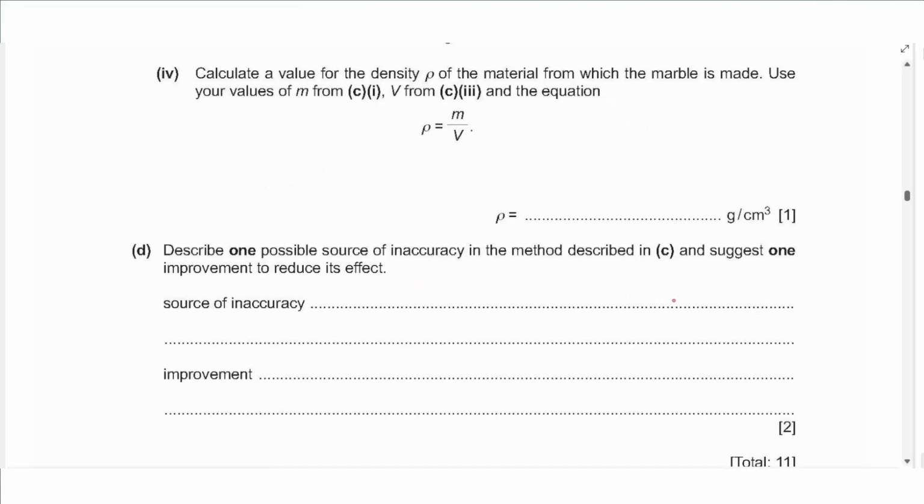Next question says calculate a value for the density of the material from which the marble is made. Use your values of M and V from the previous questions and use the equation density equals mass over volume. So the mass we got for one marble was 6.7 grams and the volume for one marble in the previous question was 2.4 centimeter cubed. So we divide 6.7 by 2.4.